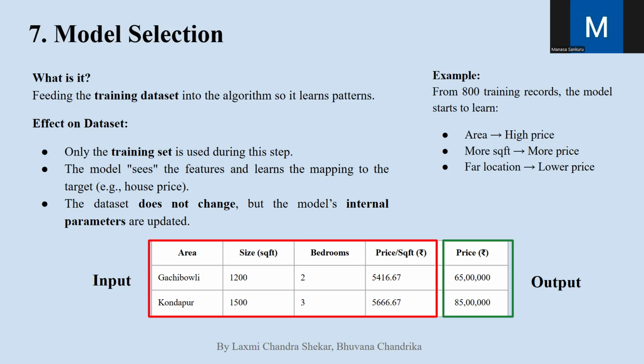What is it now? In this model training we don't use the testing data set, we are only going to use the training data set. In our example it is 800 records, we are only going to use those 800 samples in this training session. What we are going to do is feed the training data set into the algorithm so it learns patterns. Only the training data set is going to be used during this step. Always remember, we split the data set, and in model training we give only the training data set.